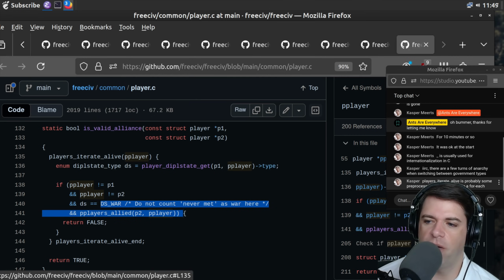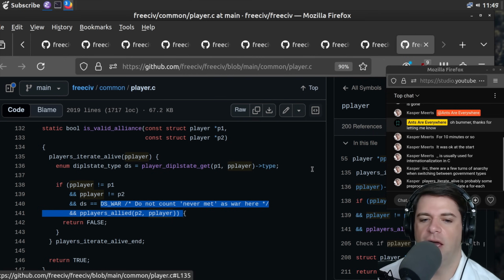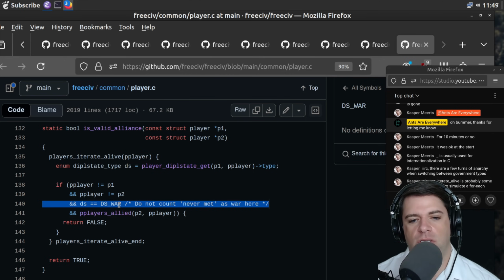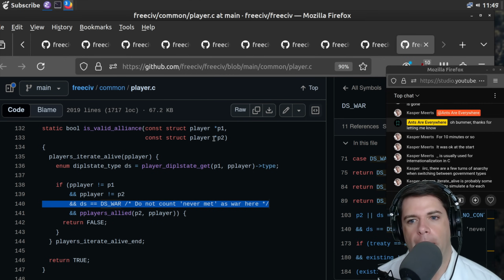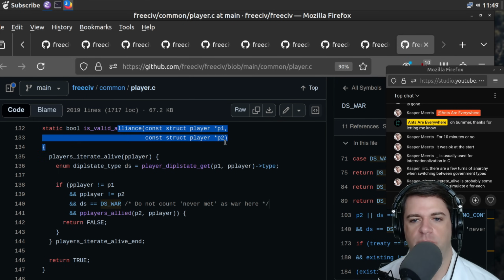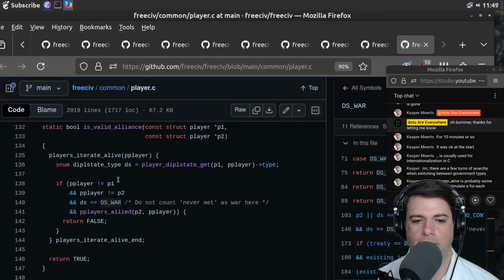Players iterate alive is probably some preprocessor magic to simulate a for loop. Yeah, I think that's right. I think what this is essentially doing is, there's a kind of transitivity here. So I probably can't be your ally if you and I are also allies with players that are at war with each other. So if we're fighting a proxy war, it's probably not a valid alliance. I think that is more or less what this is doing, but I'm not sure.